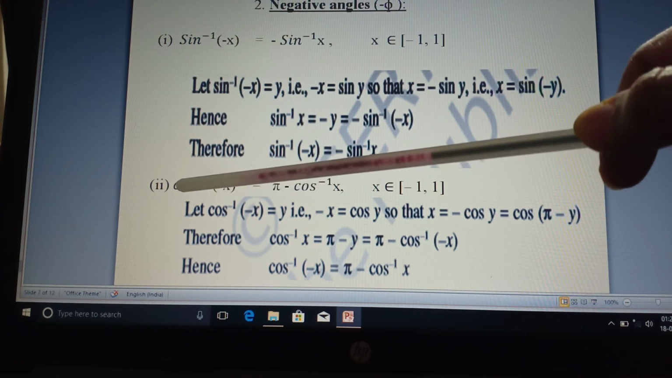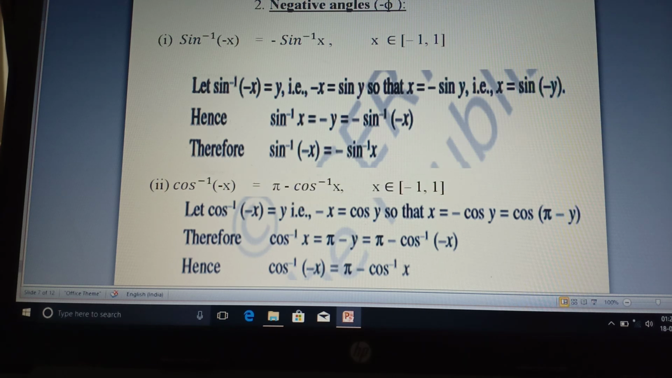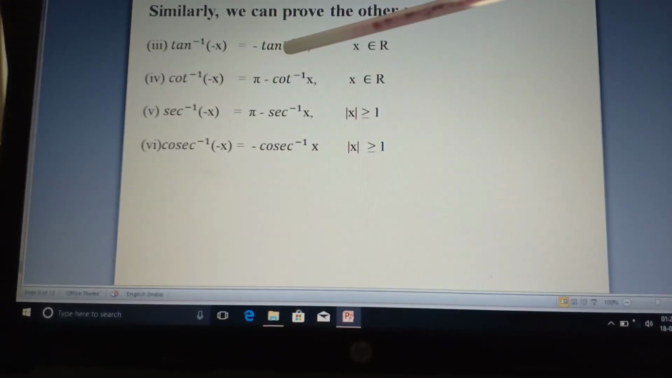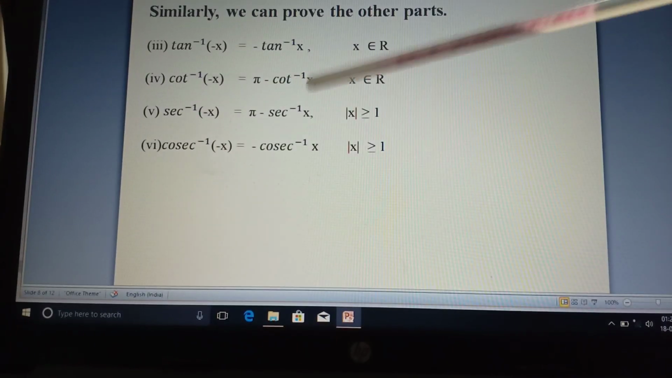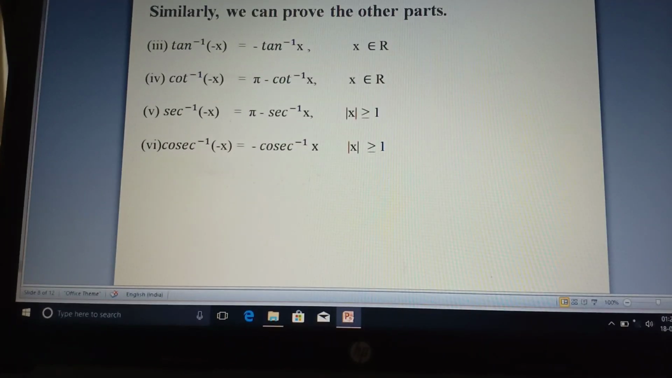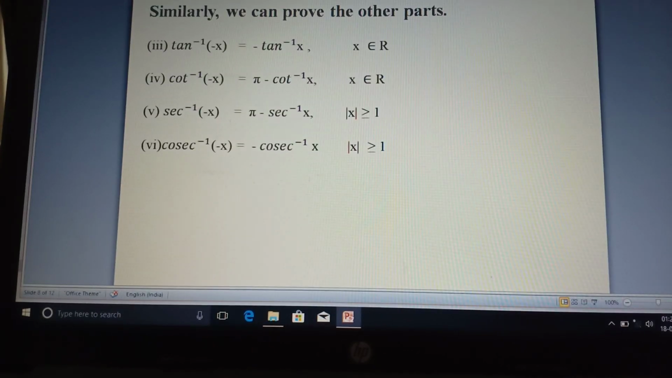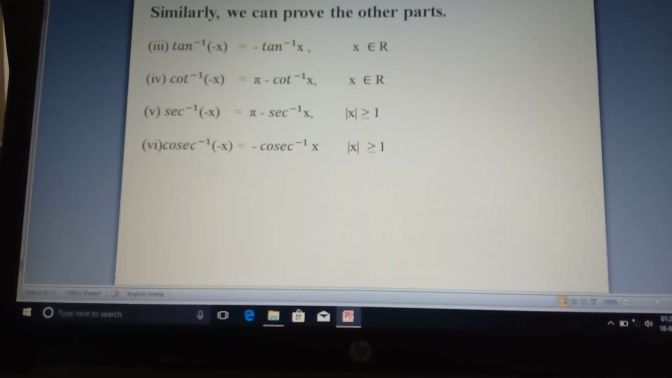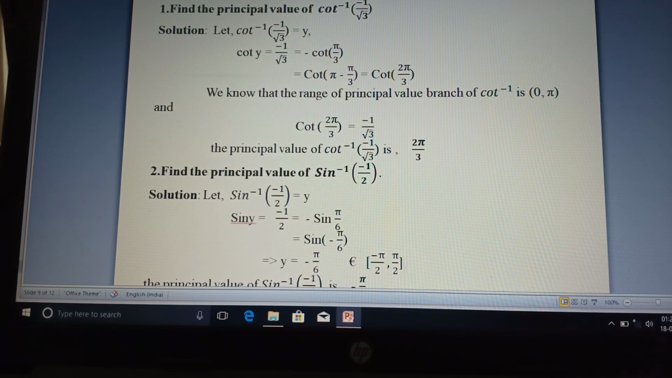We can show that cos inverse minus x can be written as pi minus cos inverse x, and tan inverse minus x can be written as minus of tan inverse x. Cot inverse minus x can be written as pi minus cot inverse x. Sec inverse minus x is pi minus sec inverse x, and at last cosec inverse minus x can be written as minus of cosec inverse x. So students, I hope you understood this concept, and using this concept, let us do a few problems.